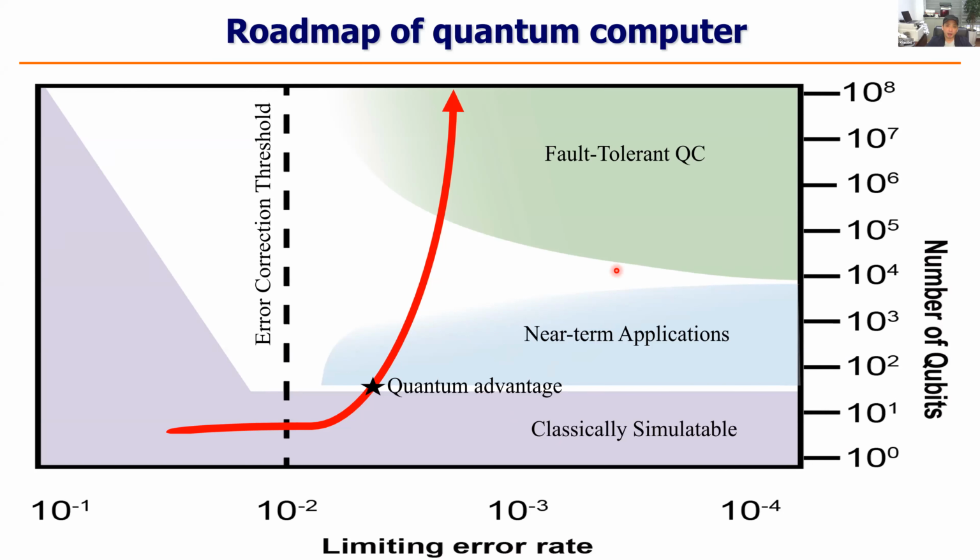Of course, in the future, because our error rate is lower than the error correction threshold, we have the chance to realize error correction, and finally we can have a very low error rate. Then we can go to a fault-tolerant quantum computer. That means the future, but maybe it takes a very long time, maybe 10 or 15 years later, we can really go to the fault-tolerant regime of quantum computing.